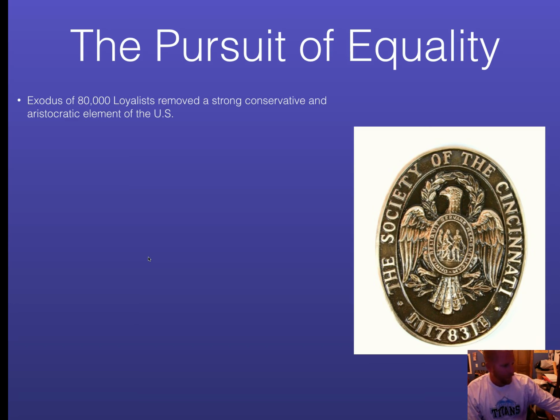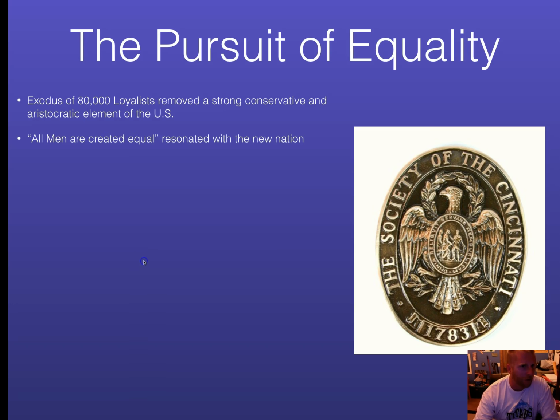So, with the American Revolution, 80,000 loyalists left the country, mainly for Canada. It removed any of the strong conservative kind of backbone or views of this country. It also removed the aristocratic element of the United States. Anyone that put on airs and thought they were above people, and it kind of leveled the playing field even more, and this egalitarianism was kind of taking root here in America.